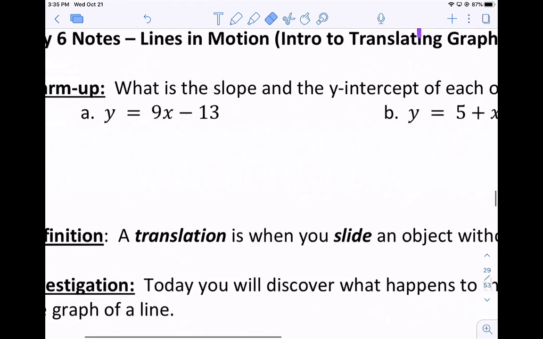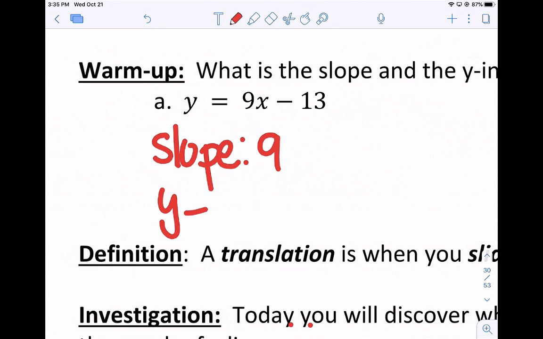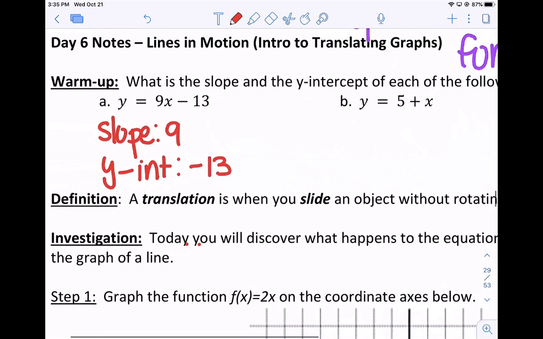So if we take a look at the following, it says, what is the slope and the y-intercept of each of the following equations? So again, slope is the number next to the x. So I'll write slope is 9. Your y-intercept, the starting value of the graph, is negative 13. Let's take a look at the next one.